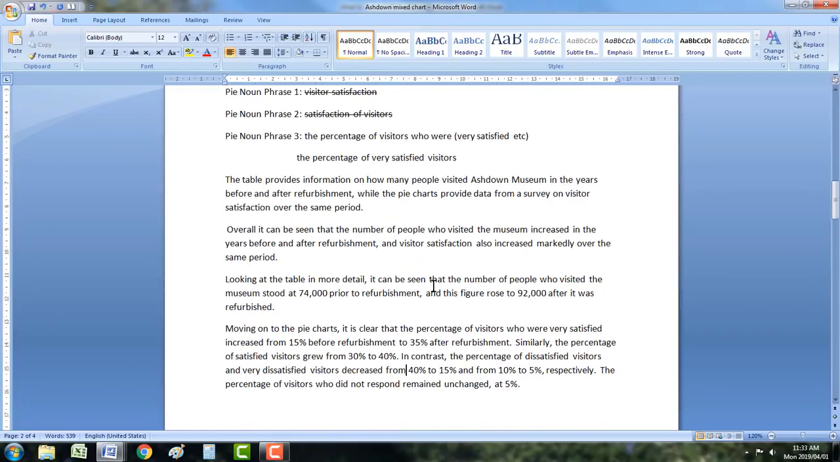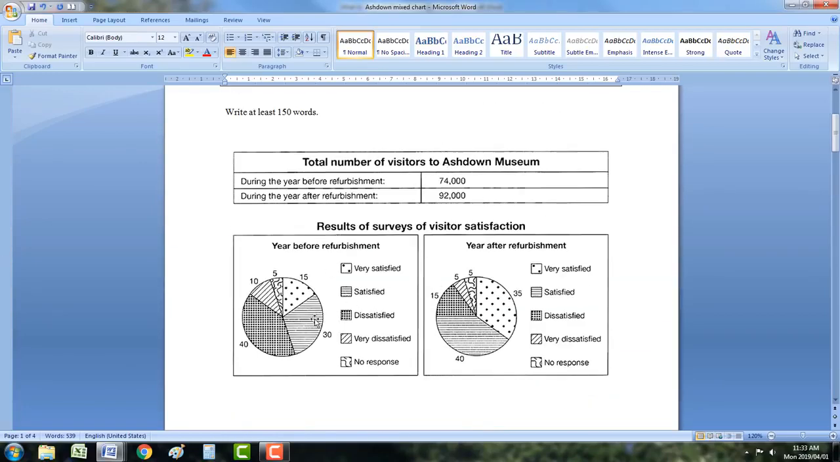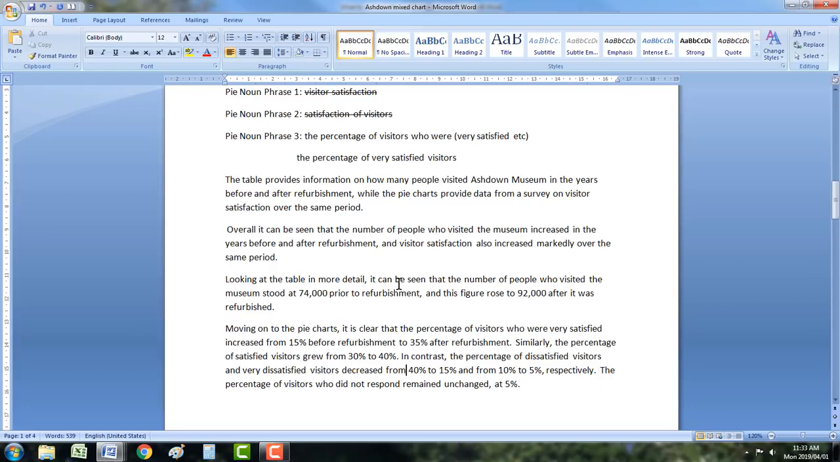Okay, so as you can see, it's not difficult. It's just 2 mini task 1s. You're doing exactly the same. You're just doing it 1 paragraph for the one chart, 1 paragraph for the other chart.